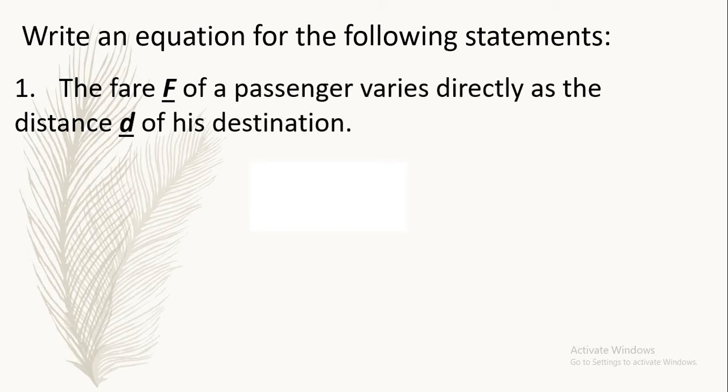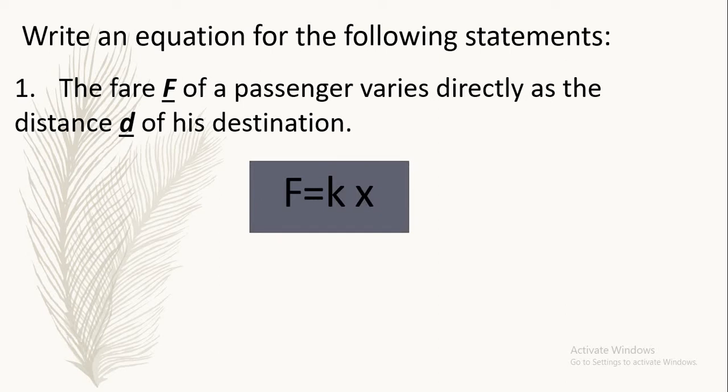So, let's have an example. Write an equation for the following statements. Number 1, the fare F of a passenger varies directly as the distance d of his destination. So our two variables are f and d. So from y is equal to kx, our y is f and our x is d. So our equation for this problem is f is equal to k d.